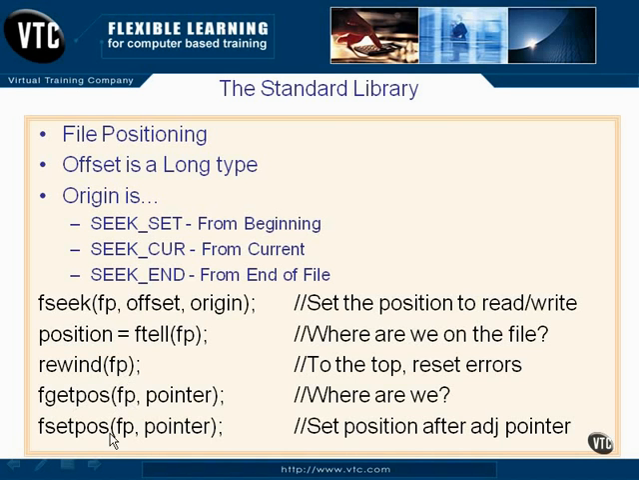fgetpos is used with fsetpos to get a special pointer value. This is the address of a file position pointer, and the number, basically the offset of where we are in this file, will be put into that pointer. You can then adjust that pointer, increment it, decrement it, do whatever you need to do with it, and then do an fsetpos, and that will move your file position to wherever you need it to be after adjusting the pointer.